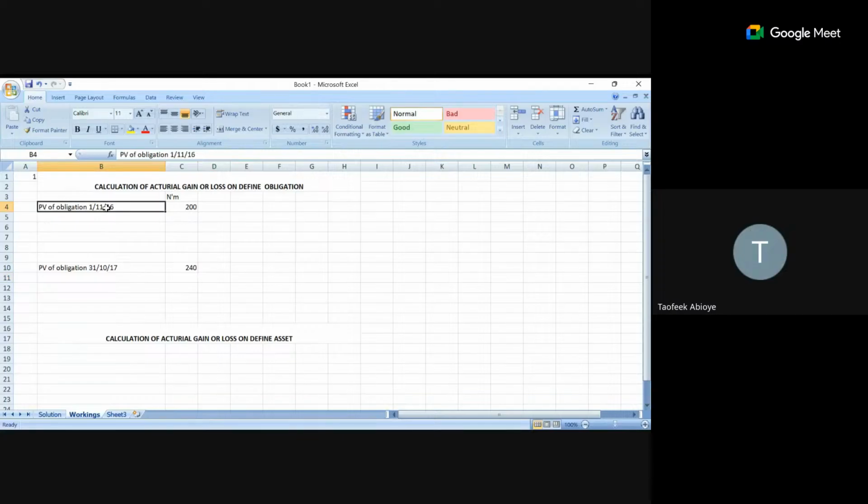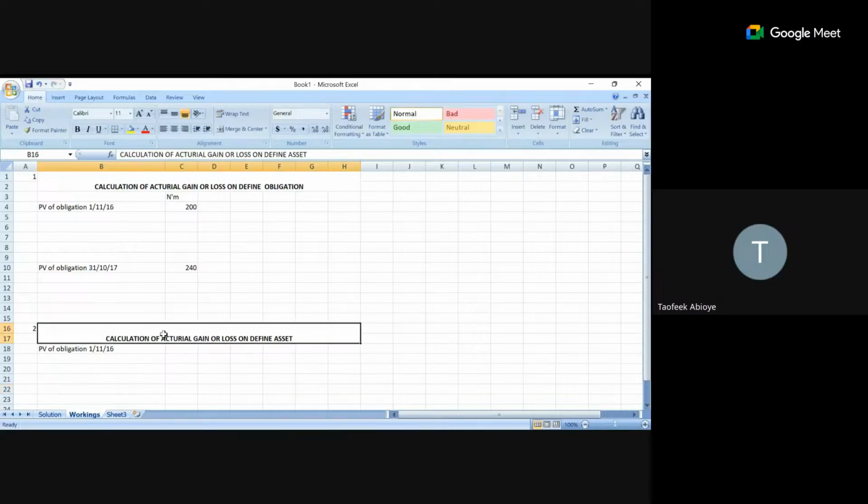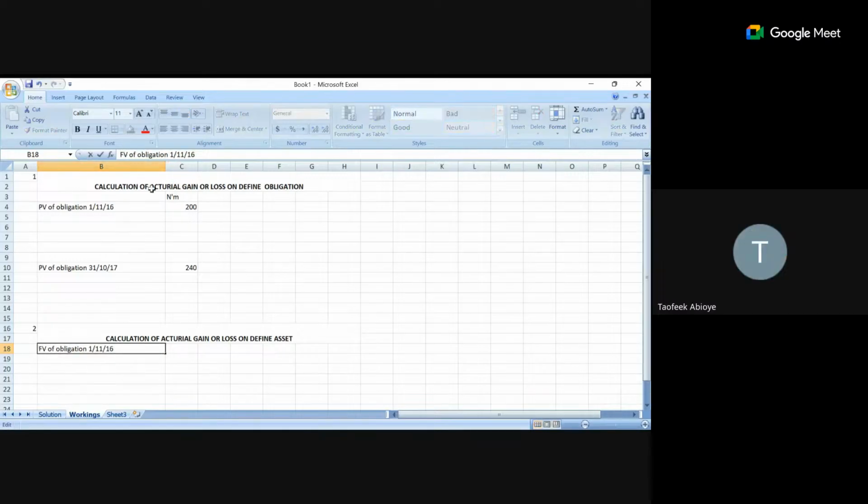So now we bring this one here. This is working note 2. We are determining the actuarial gain or loss on defined assets. So this one is fair value, FV. How much is this one? 190. Okay, 190.